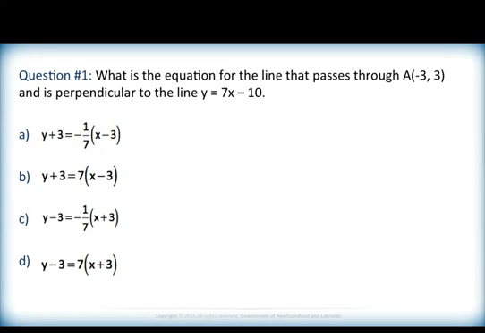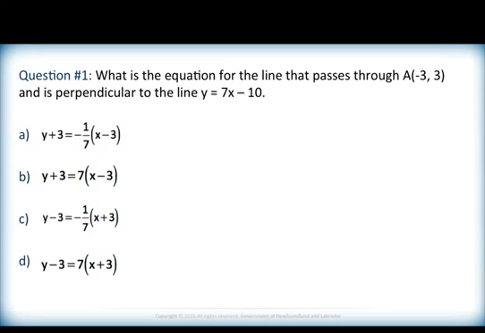So first of all, if we look at our answers, B, C, and D, those are all in slope point form. So we need to look at what each part of the slope point form means, keeping in mind that the slope will go in front of the bracket with the x variable, and the point itself will be substituted in for the x1 and the y1.